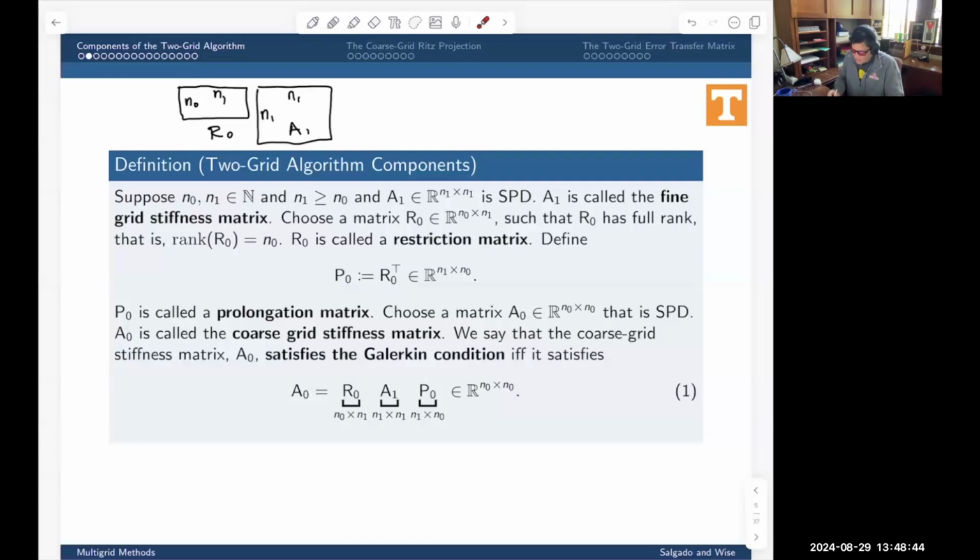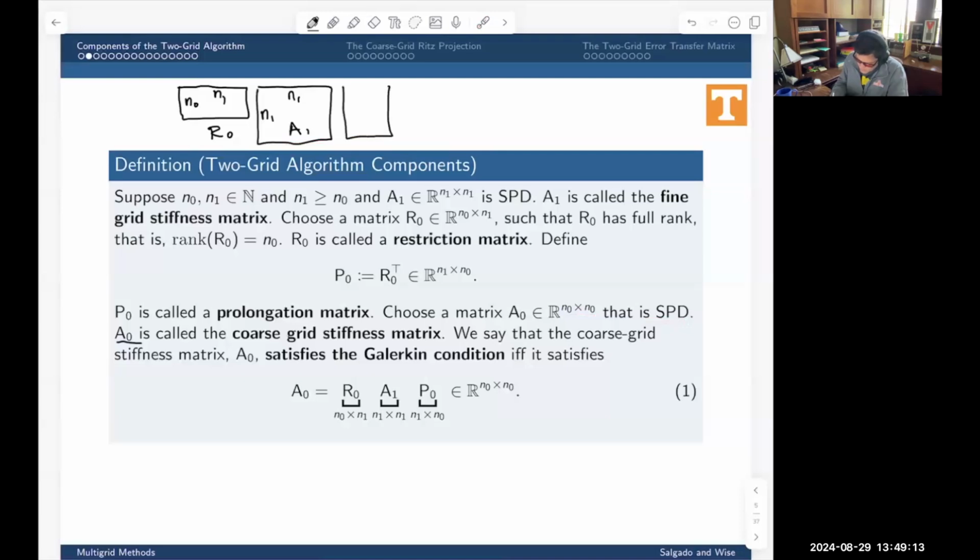Now we're going to introduce another matrix which is of smaller size called the coarse grid stiffness matrix. Coarse grid stiffness matrix. It's also going to be an SPD matrix. So this guy's SPD A1. Coarse grid matrix is also going to be SPD, and it has dimension of the smaller of the two, N0 by N0.